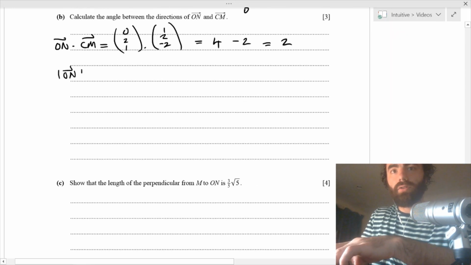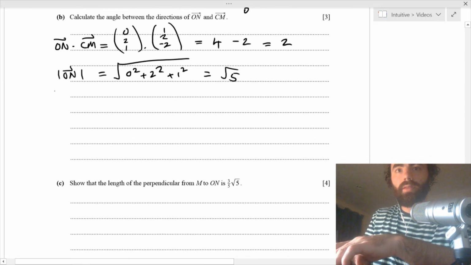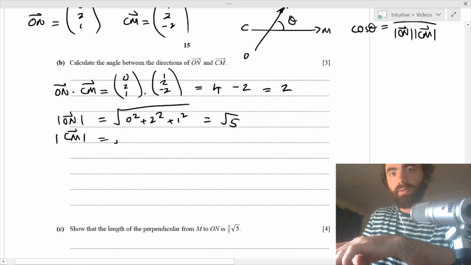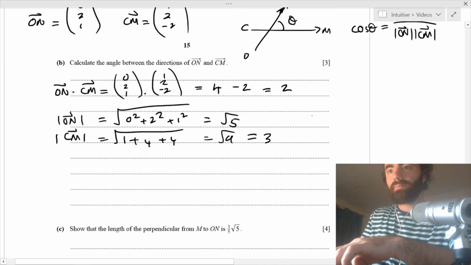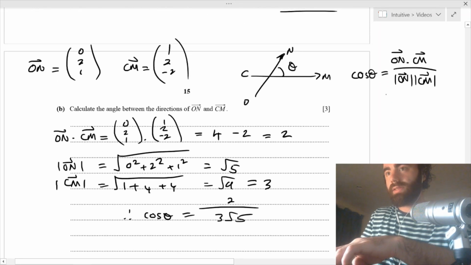And then the magnitude of ON, well, what is this? This is going to be the square root of 0 squared plus 2 squared plus 1 squared, which is the square root of 5. And CM, the magnitude of this, so the length of this, is going to be 1 squared plus 2 squared plus 2 squared, just squaring all those things. So 1 plus 4 plus 4, the square root of 9, which equals 3. Okay, so therefore cos theta is equal to 2 over 3 square root 5, just plugging all these things into this formula.